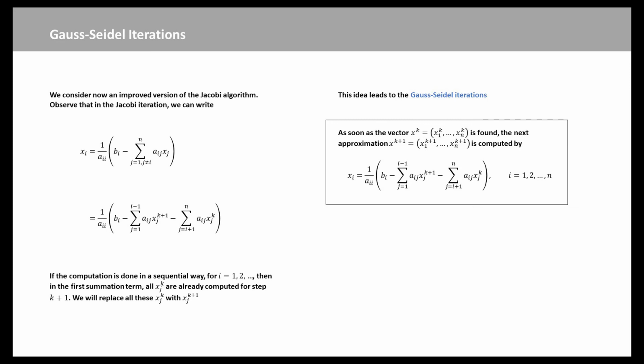We will replace all these xj^k's with the newly computed xj^(k+1), and this is exactly the Gauss-Seidel iteration. The main idea of Gauss-Seidel iteration is to use the latest computed value for xi's.